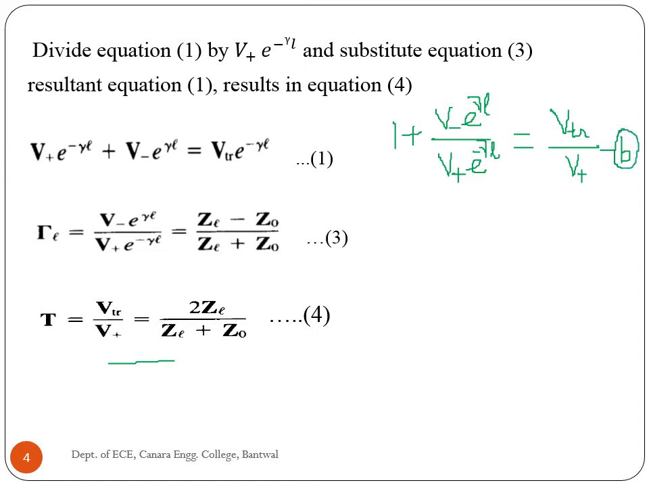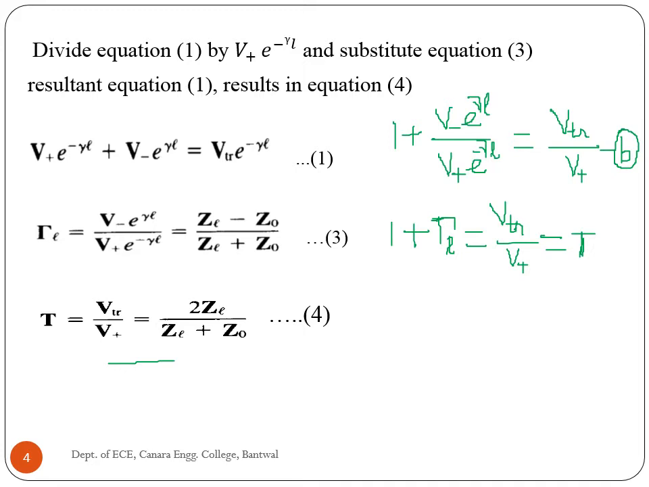Substitute equation 3 into equation B. So we will get 1 plus gamma L, the reflection coefficient at the load end, that is V minus e to the power gamma L divided by V plus e to the power minus gamma L, which is equal to VTR divided by V plus. What is this? VTR divided by V plus is the transmission coefficient. Transmission coefficient is the ratio of the transmitted voltage to the incident voltage.